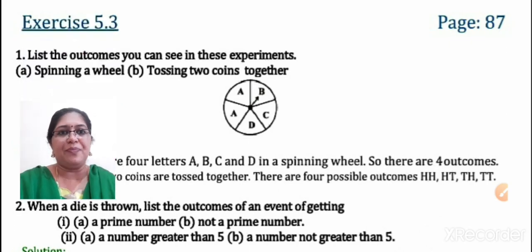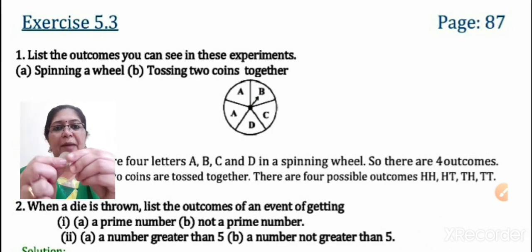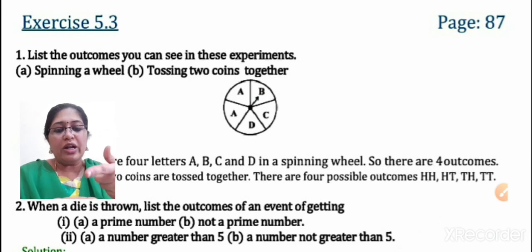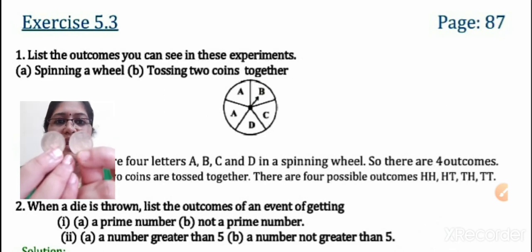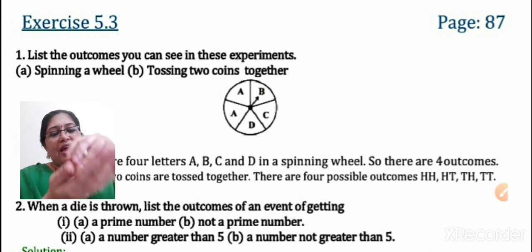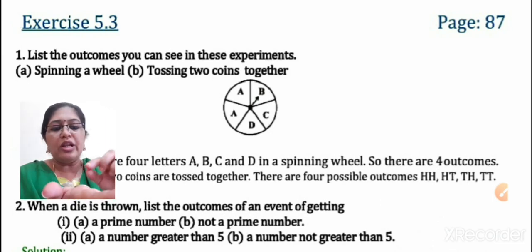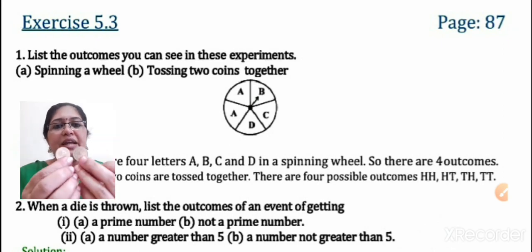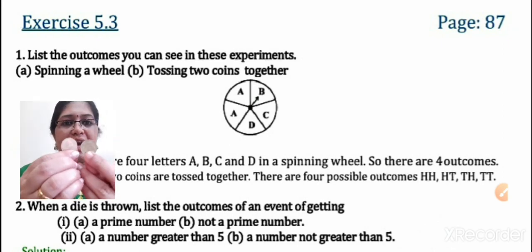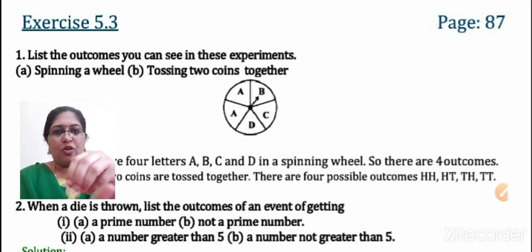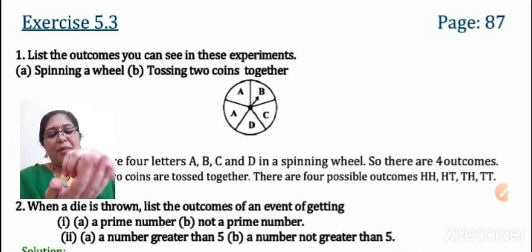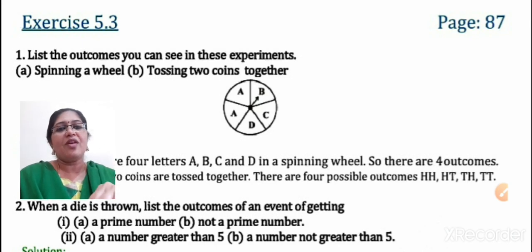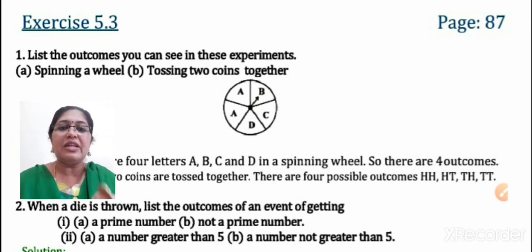Now the second question: tossing 2 coins together. I have 2 coins and I am tossing them together. What am I getting? I will show you. I am getting tail and tail. I toss again and now I get 1 tail, 1 head. Again I toss and get 2 heads. Again I toss and get 1 head, 1 tail. So these are the outcomes.